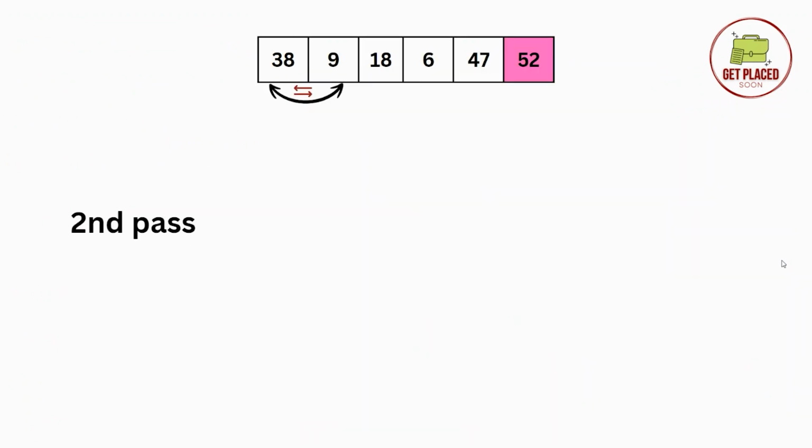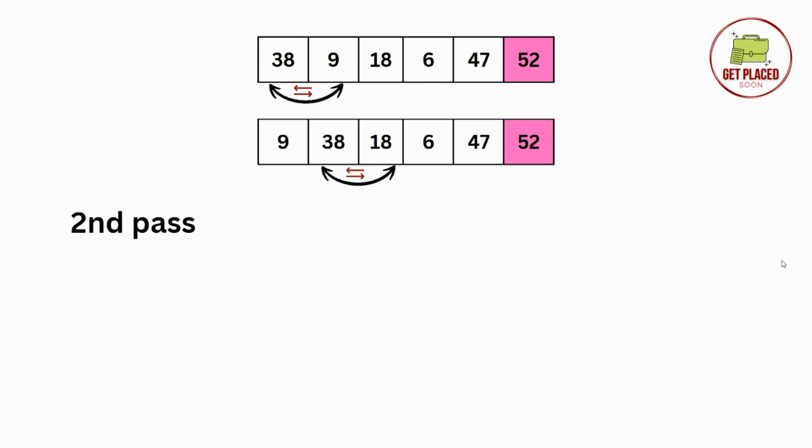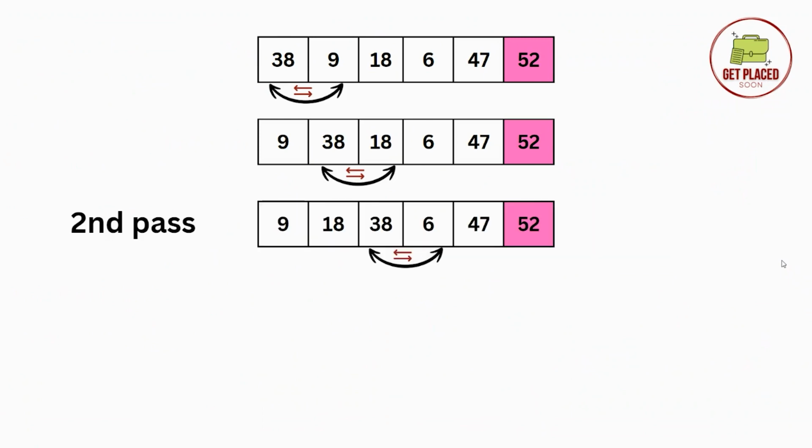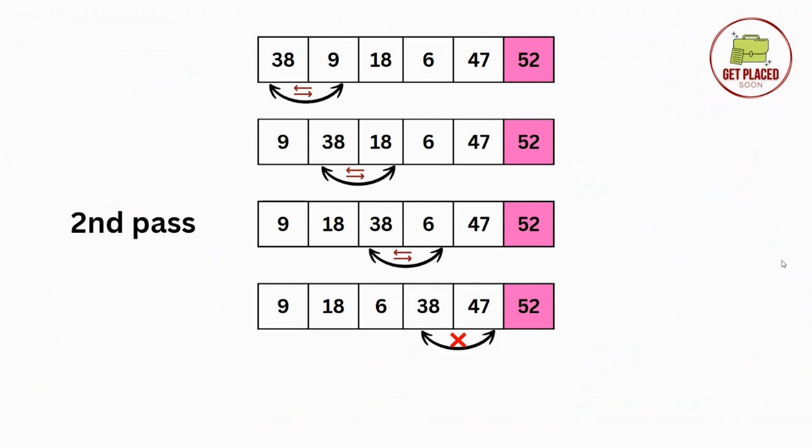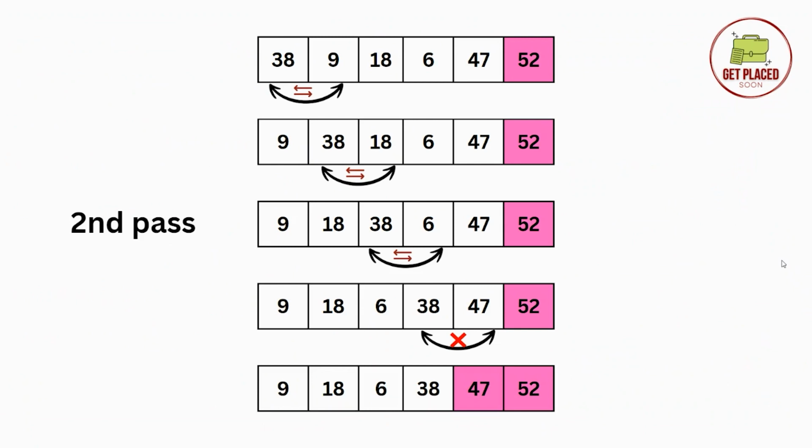Going to the second pass, 38 and 9. 9 is the minimum element, so we swap it. Now 38 and 18. 18 is the smallest element, therefore we swap it. Now 38 and 6. 6 is the smallest element, therefore we swap it. Now 38 and 47. 38 is small, that's why we don't swap it. So 47 is also fixed. So 47 and 52 are the sorted parts.